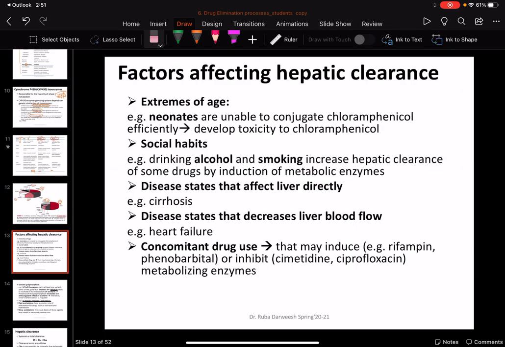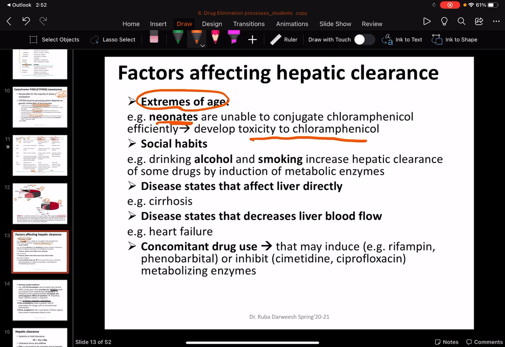As for hepatic clearance, there are so many factors affecting it. We talked about part of them before, but extremes of age is common sense, because metabolism changes with age. That's why, for example, chloramphenicol caused a case in neonates, who were not able to do the conjugation or metabolism efficiently, so we had severe toxicity caused by the drug.